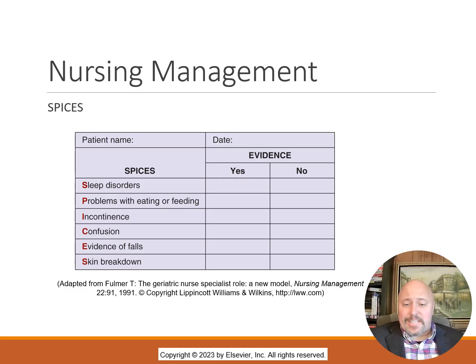One of our unique assessment tools for the geriatric patient is going to be known as SPICES. And SPICES is an acronym, stands for sleep disorders, problems with eating or feeding, incontinence, confusion, evidence of falls, and skin breakdown. Their mental status often determines the potential for independent living. And by running this, we are able to determine how much assistance this patient needs at home and whether they're able to remain at home independently, remain at home with a caregiver, or whether they're going to need to come into varying levels of support from a facility.